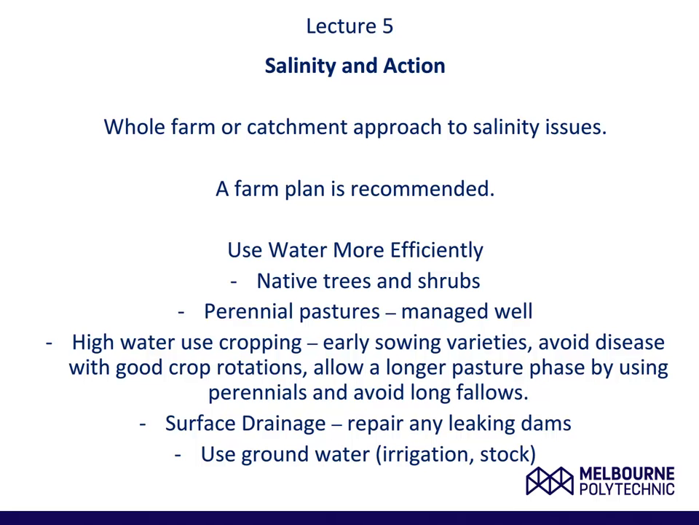You can do this by planting native trees and shrubs, changing your cropping practices to perennial pastures that are well managed. High water use cropping, early sowing varieties, and avoid disease of these varieties. You need to consider good crop rotations and allow a longer pasture phase by using perennials and avoid long fallows. Surface drainage should be repaired, and use groundwater irrigation for stock, for example.